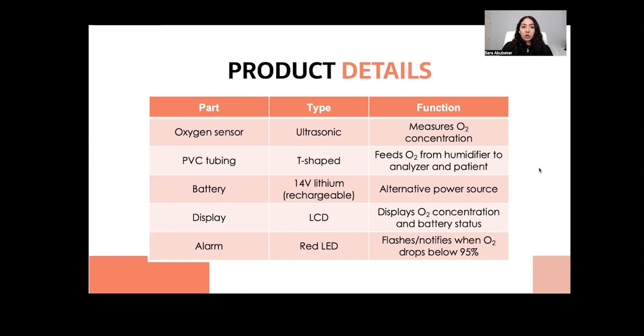We also decided to go with a 14-volt lithium rechargeable battery, which provides long battery life, and it also deems constant power supply unnecessary, which is useful for low resource settings. And finally, as described by Isabel, the LCD display will show the oxygen concentration and battery status, and the alarm with a red LED will flash and beep when the oxygen concentration drops below 95% in order to notify the user.